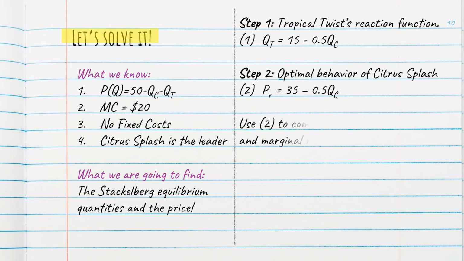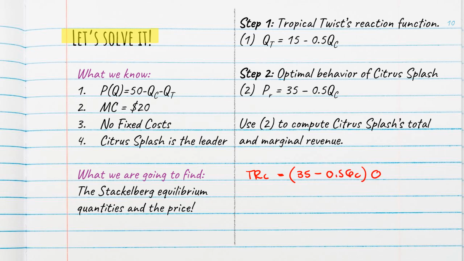Now we are going to take this residual demand curve and use it to compute Citrus Splash's total and marginal revenue. So their total revenue is equal to price of 35 minus 0.5 QC, all times their output of QC. So we have 35 QC minus 0.5 QC squared. Their marginal revenue is just the derivative of total revenue with respect to QC, which in this case will be 35 minus, we bring down the 2 and it turns the 0.5 into a 1, so it's just 35 minus QC. We can call that equation 3.